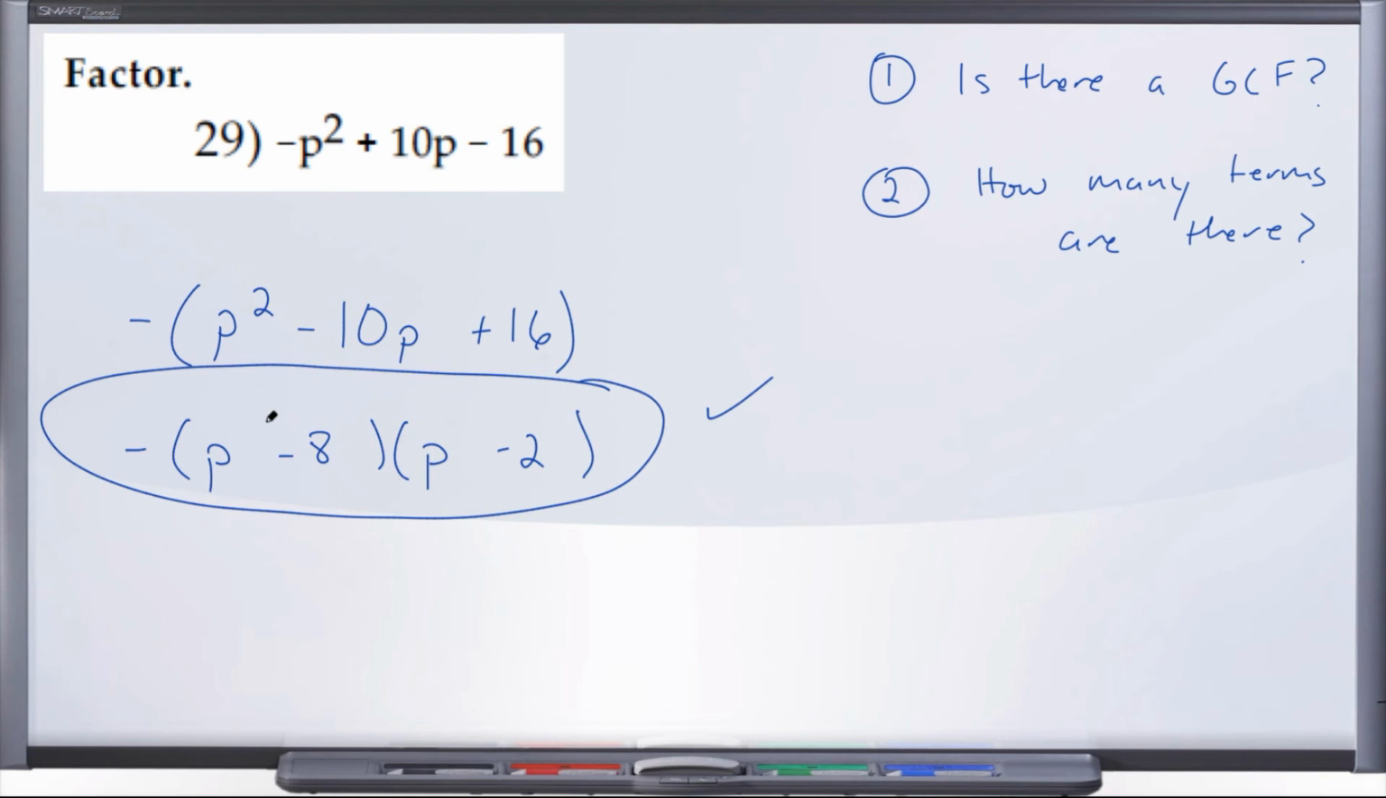And you can see how much of a difference it makes to actually factor out that negative. Try factoring that, or rather just the original trinomial with a leading negative. It's going to be either very difficult, or a lot of times you're not going to be able to do it. So always factor out that leading negative first, and it will make your life a lot easier. So here's our final answer. Negative times the quantity p minus 8 times the quantity p minus 2.